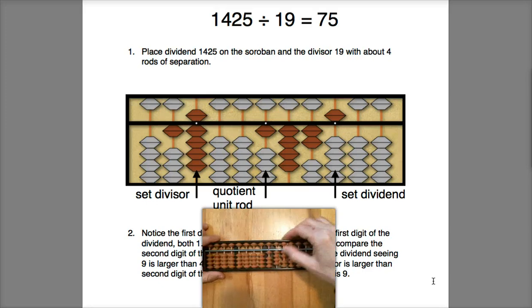So I'll enter 1,425 on my Soroban, and I'll go ahead and place the divisor 19 here, and then I'll put my quotient in between.